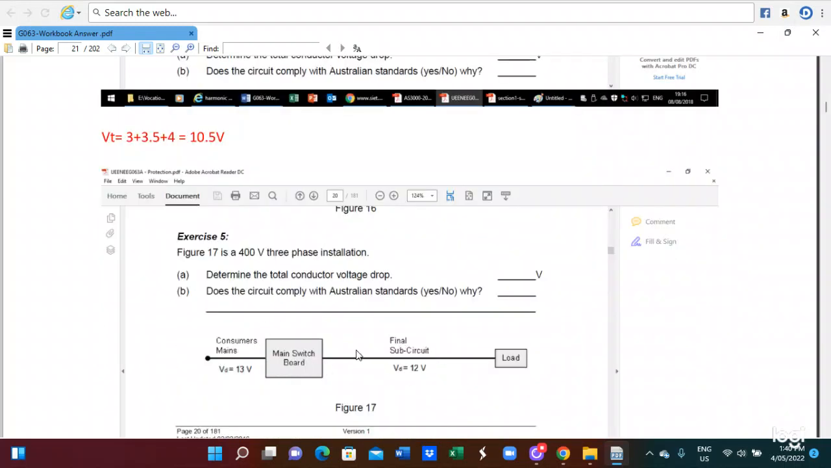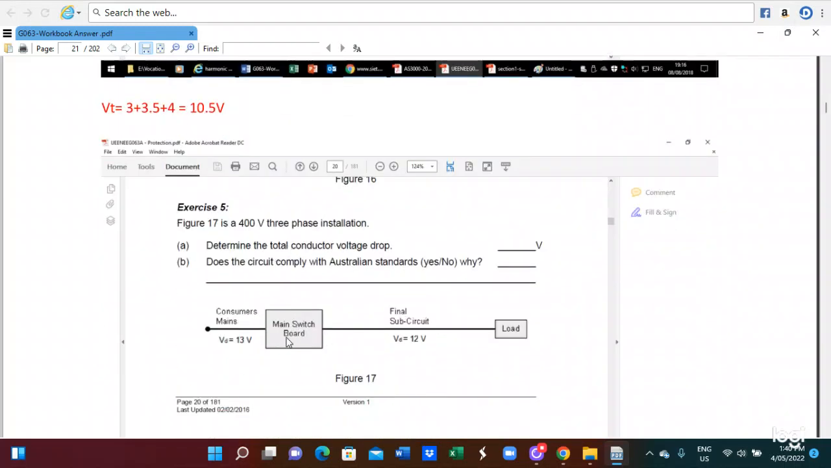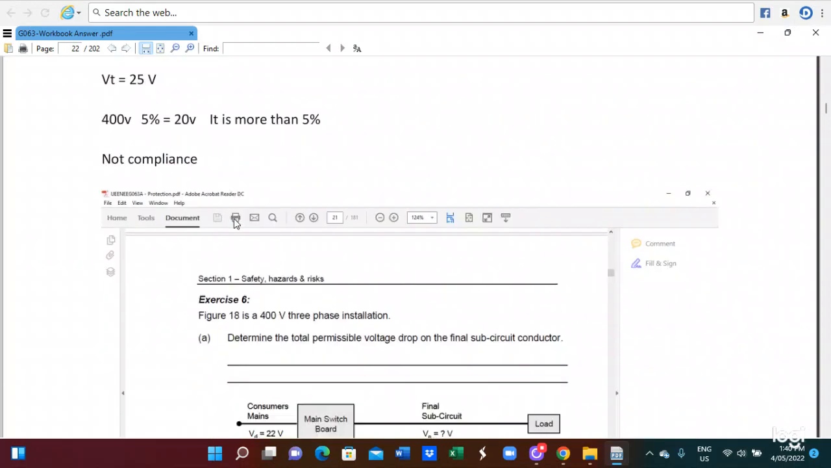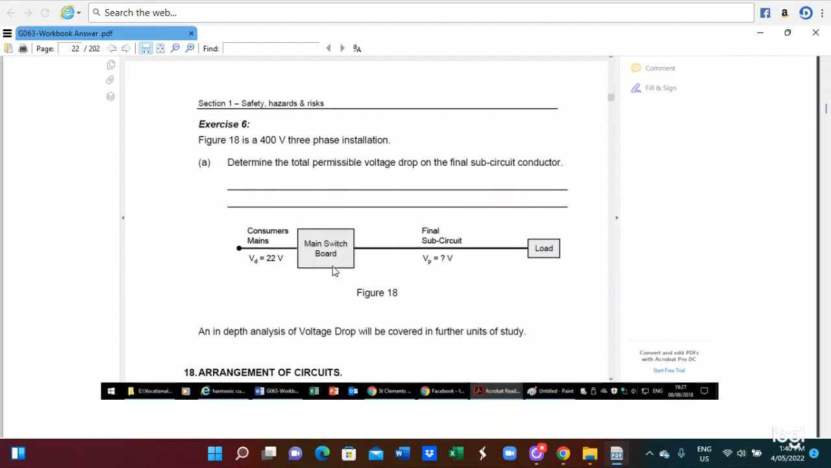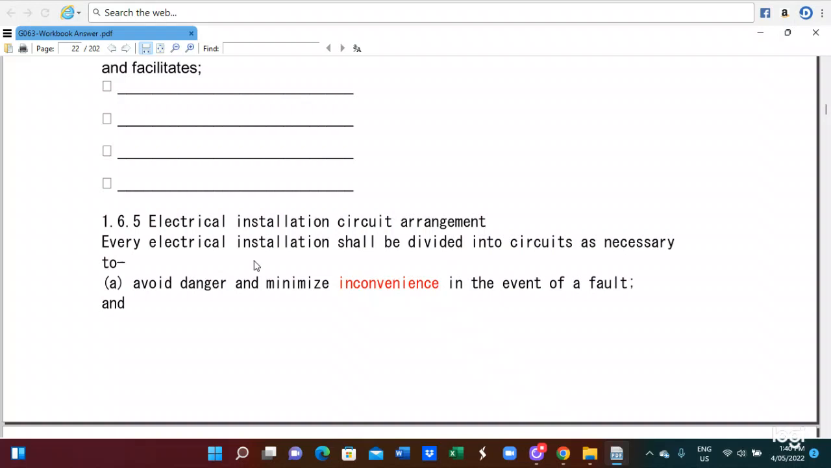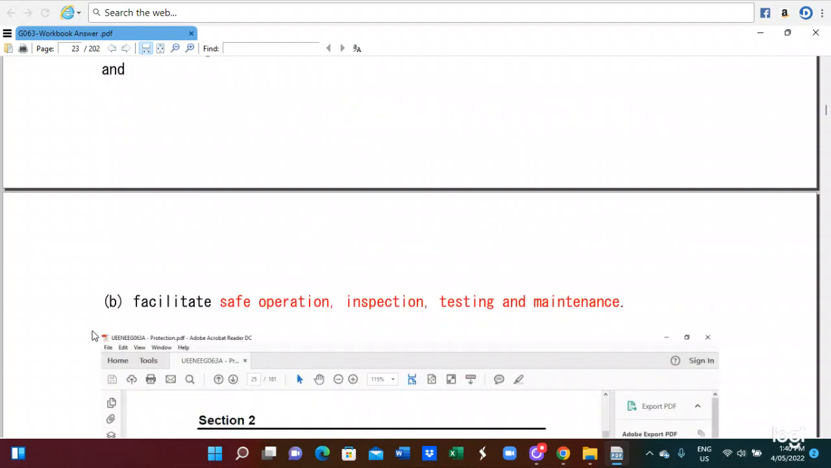And this is for the three-phase installation diagram made to final circuit. So this three-phase installation diagram. So this is the allowable voltage drop. Also, we can see the exercise. Remember of the circuit. In this case, in the installation circuit we have to avoid the danger, to minimize the inconvenience in the event of fault, and facilitate the safe operation, inspection, testing and maintenance.